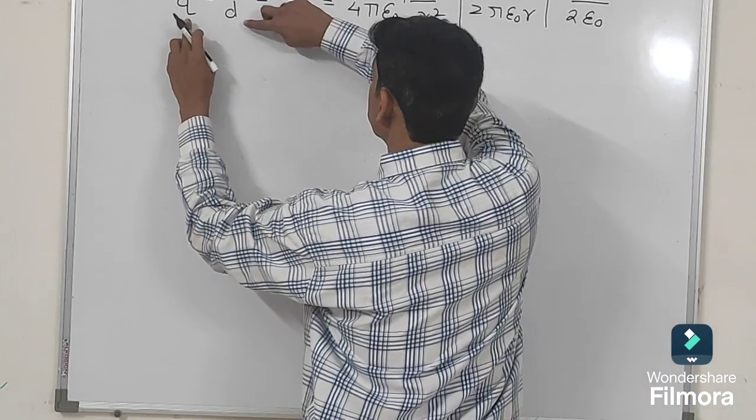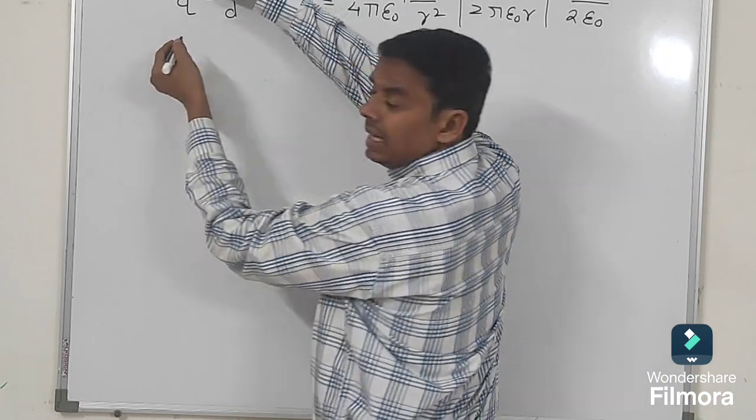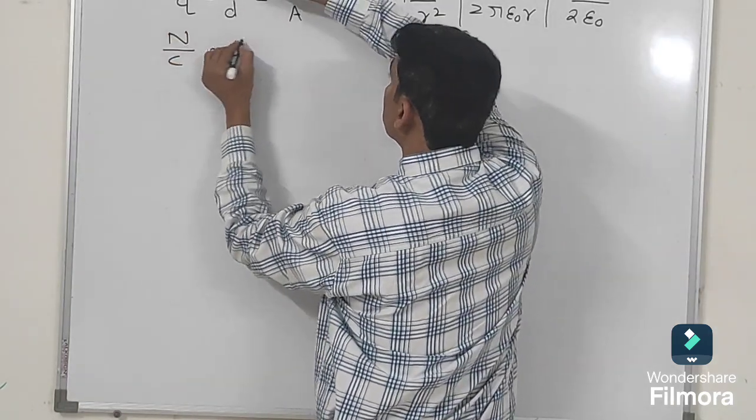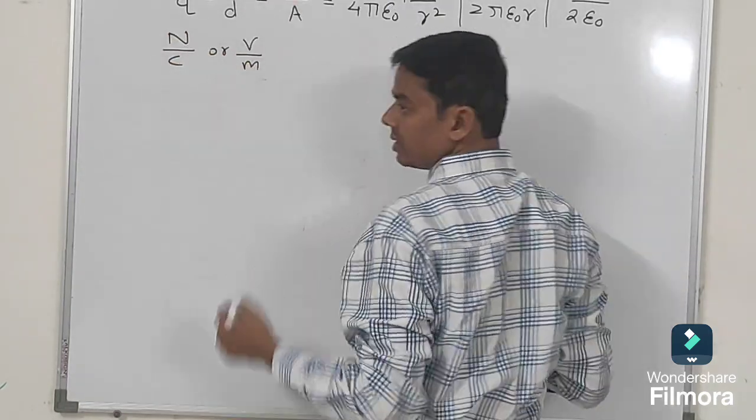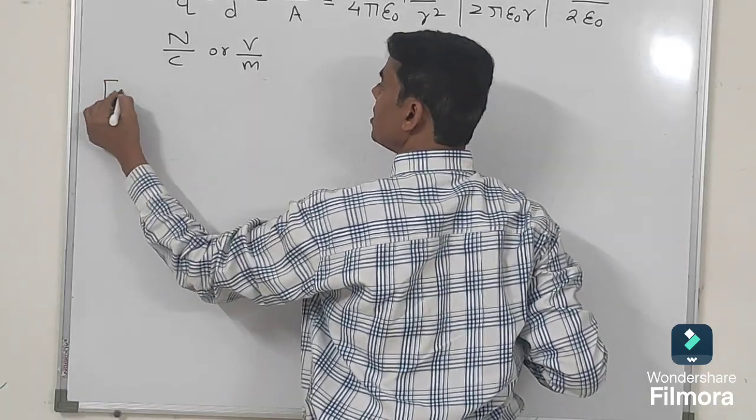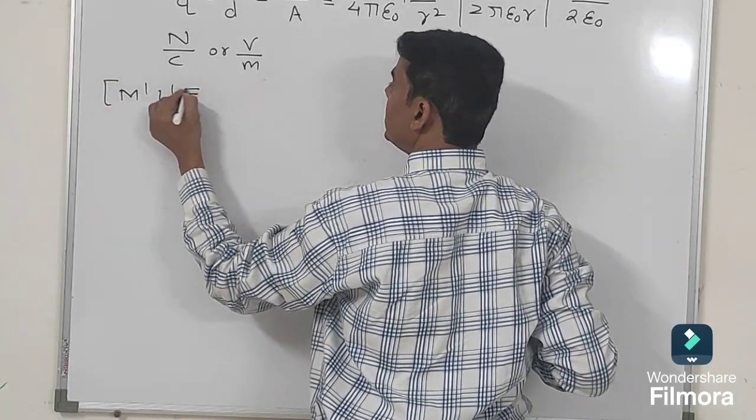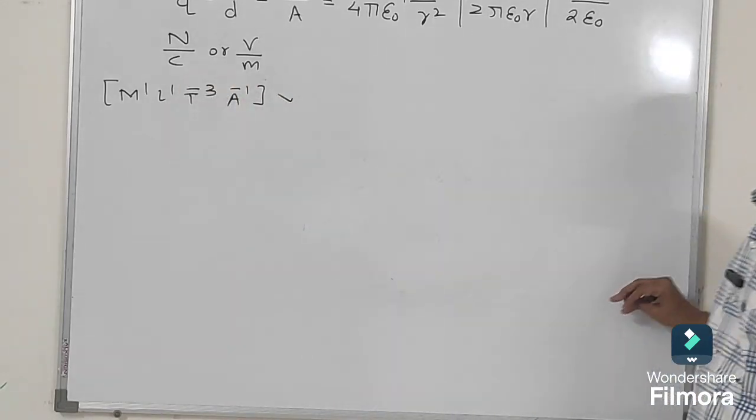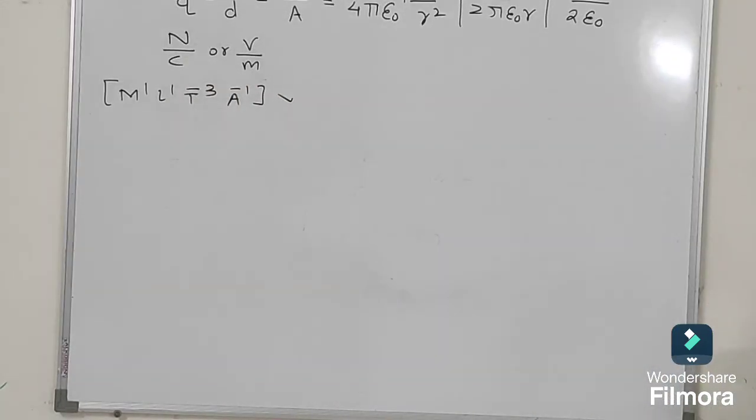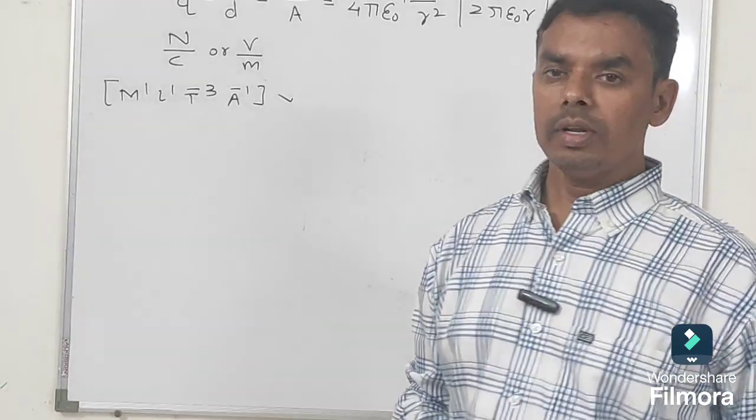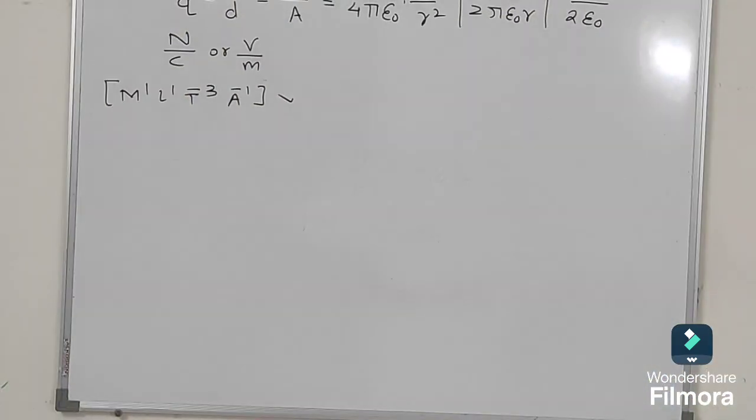With the help of this formula, we can find the SI unit of electric intensity, that is Newton per coulomb or Volt per meter. This is the SI unit of electric intensity, and the dimensions are M1 L1 T minus 3 A minus 1. These are the dimensions of electric intensity. So we are expecting that you remember these formulas in advance.